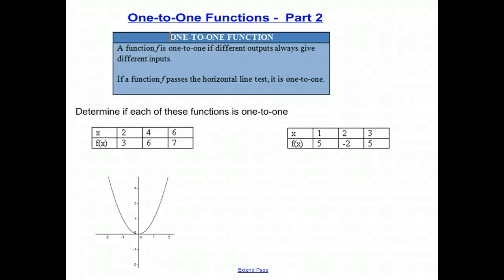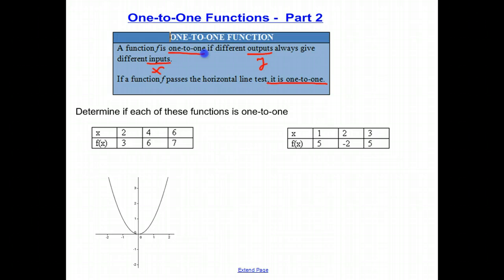Welcome to part 2 of one-to-one functions. Just as a reminder, a function f is one-to-one if different outputs, which usually means the y value, always give different inputs, which means the x value. And if you remember from part 1, this means that the function f must pass the horizontal line test for it to be one-to-one. Now, that's with a graph.